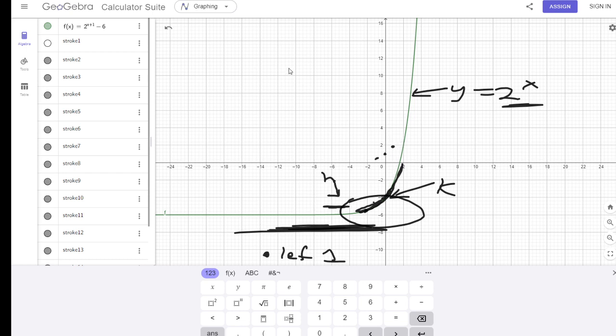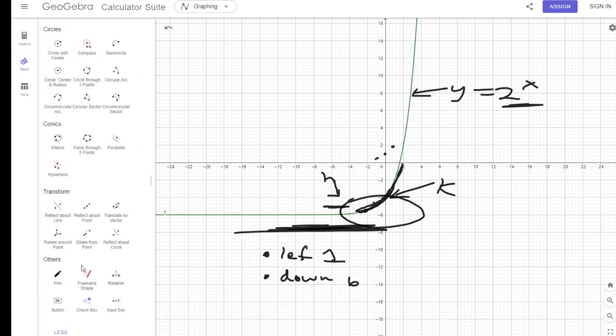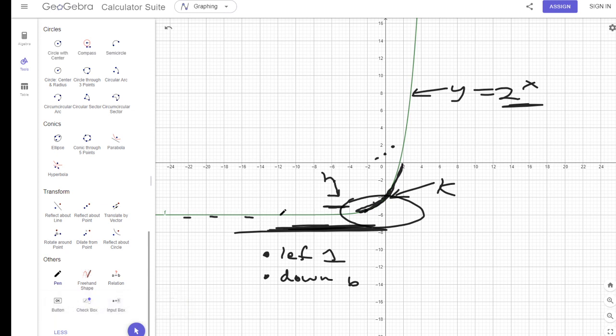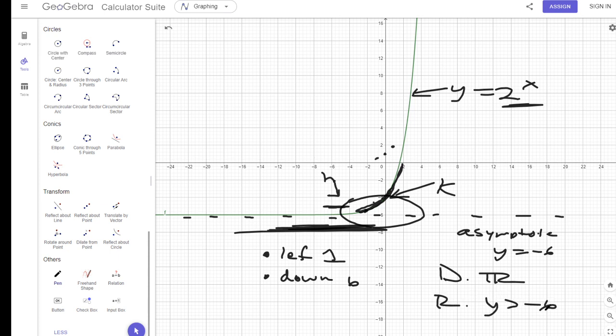And now look, everything changed. The asymptote changed. It's not the same anymore. The asymptote is now down here. This is the asymptote. All right, the asymptote is y equals negative 6. That's that restriction. What's the domain? Well, the domain is still all real numbers. What's the range? The range is going to be anything greater than negative 6.